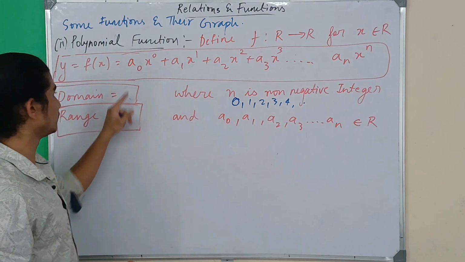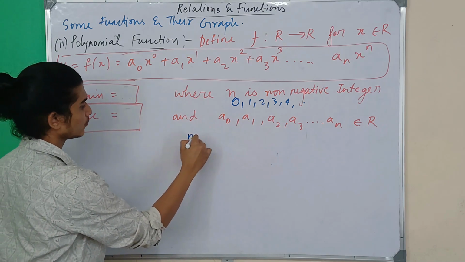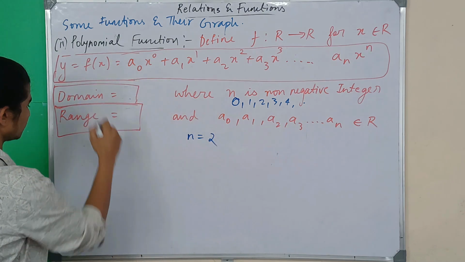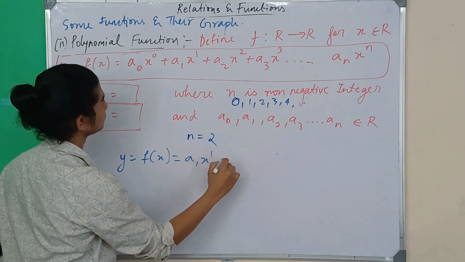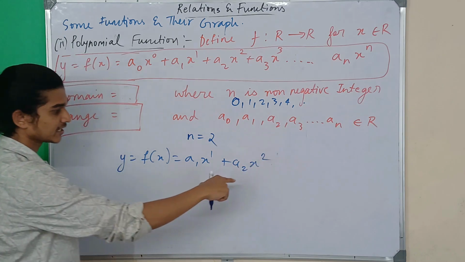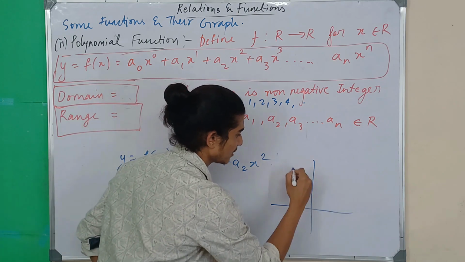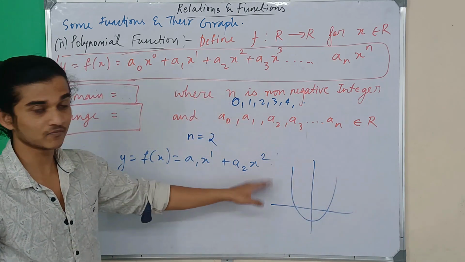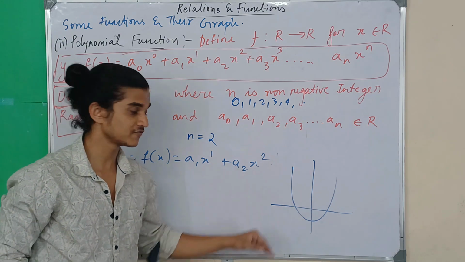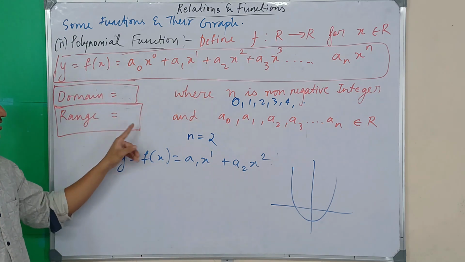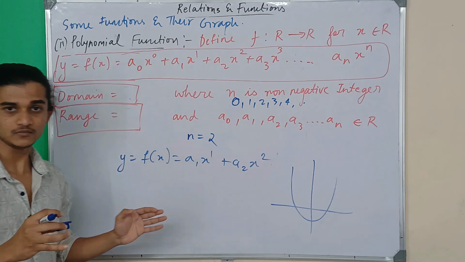So the domain and range of this function changes from power to power. For example, if I put n equal to 2, this function becomes something like this: f of x equals a1 x^1 plus a2 x^2. So this is a quadratic equation. For a quadratic equation, the graph is going to look something like this. So it's a parabola. I can't exactly say what kind of parabola it is, upward or downward. Based on what the a2 value is, the graph changes, and accordingly the domain and range keep on changing. So based on the question and the criteria, the domain and range adjust themselves.